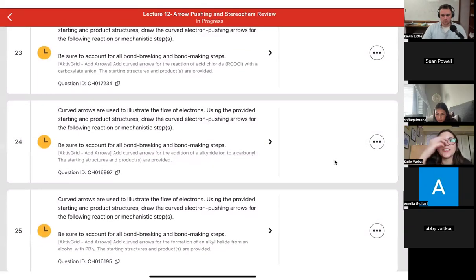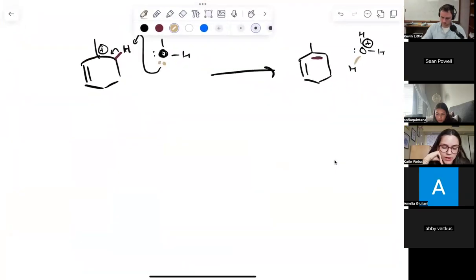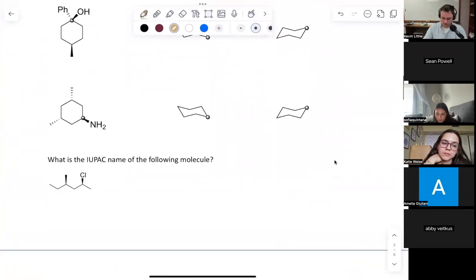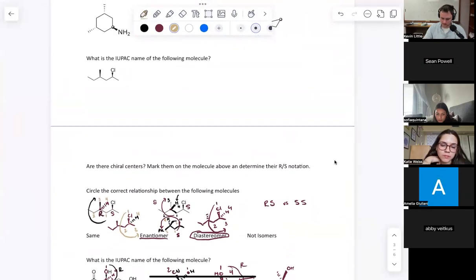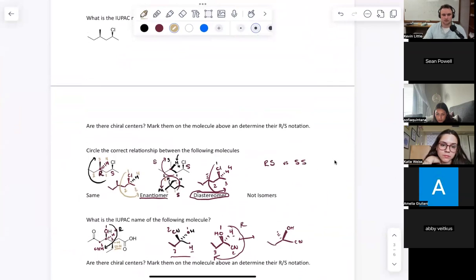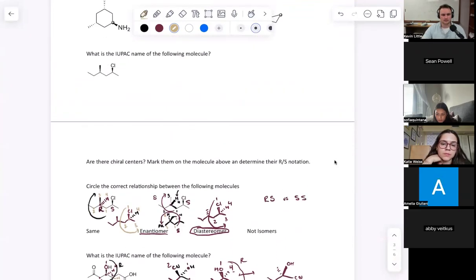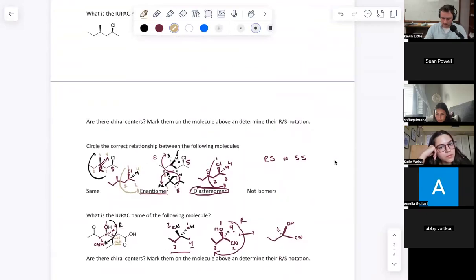This is kind of unrelated, but for the exam, is it going to be a similar format to the practice one? Yeah, the only thing that might be a little different is how I might ask you to name something or do R/S configuration. I just try to make it compact here.